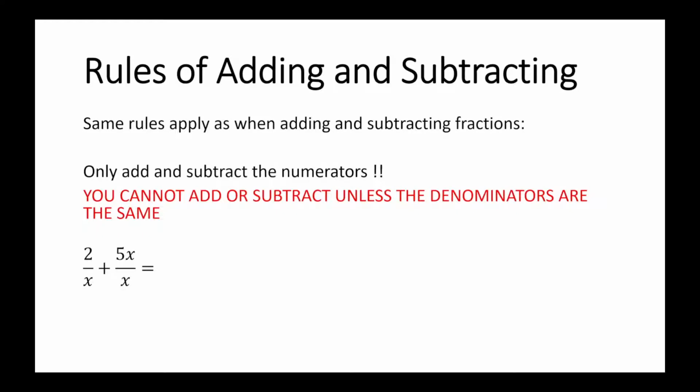2 over x plus 5x over x. Can we add these two expressions the way they are? Yes, absolutely. The denominator is the same. We have an x in one term and we have an x in the other term. Therefore, what we can do is combine the numerators, only add the numerators, 2 plus 5x, and put that over the same denominator of x. That would be our final answer.